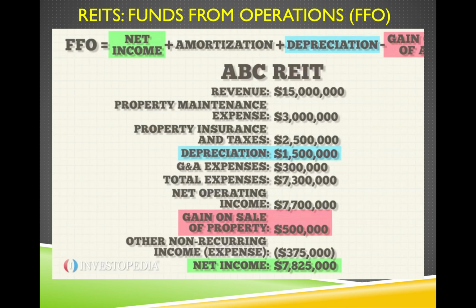So this just kind of indicates what's called funds from operations. It's one of those terms. You don't need to know this term. I'm just pointing out that it's net income plus amortization and depreciation plus the gain from the sale of assets.